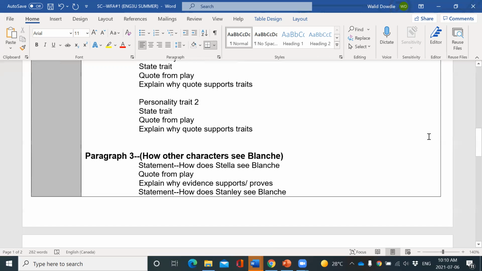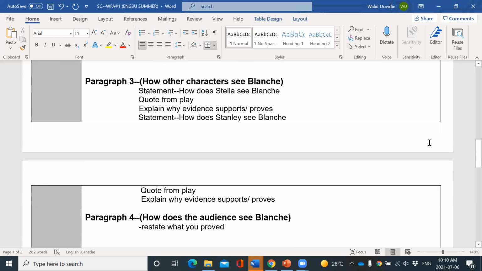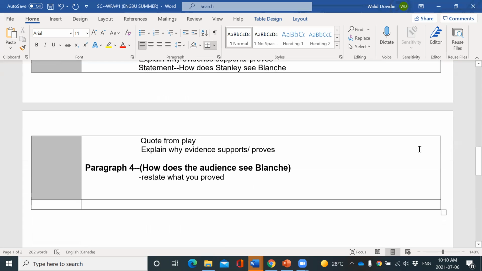Third paragraph, how do characters see Blanche? Statement, how does Stella see Blanche? Quote from the play, explain why the evidence supports it. Then also a statement, how does Blanche see Blanche? A quote from the play, how does the evidence support it? Then paragraph 4, we state what you proved, and also talk about what we are supposed to take away from Blanche by looking at the evidence that you stated above, okay?